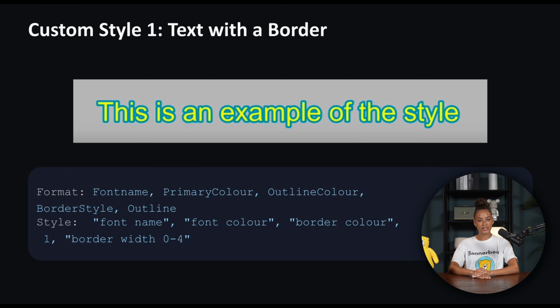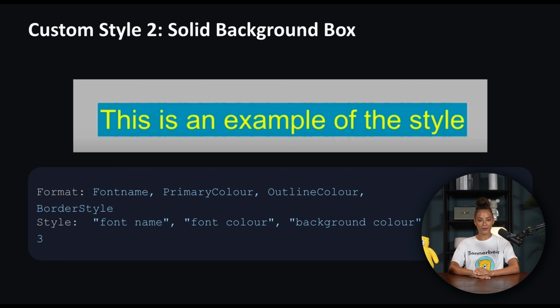The first style is text with an outline. This style is good for readability without covering much of the frame. In your ASS file, use the settings below and replace the placeholder values with your preferred font, colors, and border width. Border style equal 1 is what tells FFmpeg to draw a border rather than a box or shadow. So don't change that.